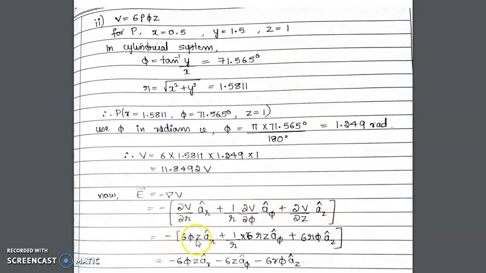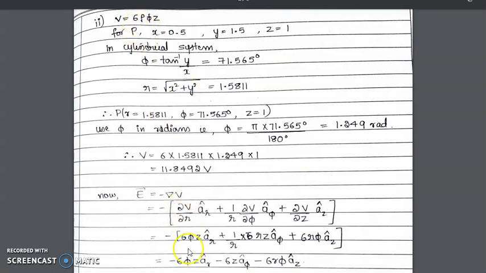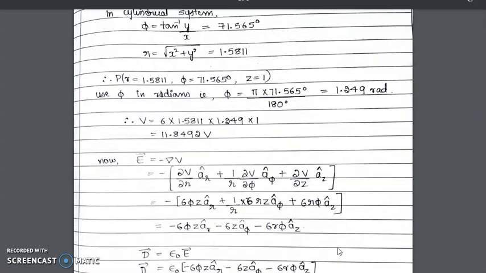V is 6 rho phi Z. So substituting and taking partial differentiation with respect to rho, this will be 6 phi Z into A rho cap, and with respect to phi, you will get 6 rho Z by rho into A phi cap, and here 6 rho phi into AZ cap. So simplifying this, you will get E equal to minus 6 phi Z A rho cap minus 6 Z A phi cap minus 6 rho phi AZ cap.